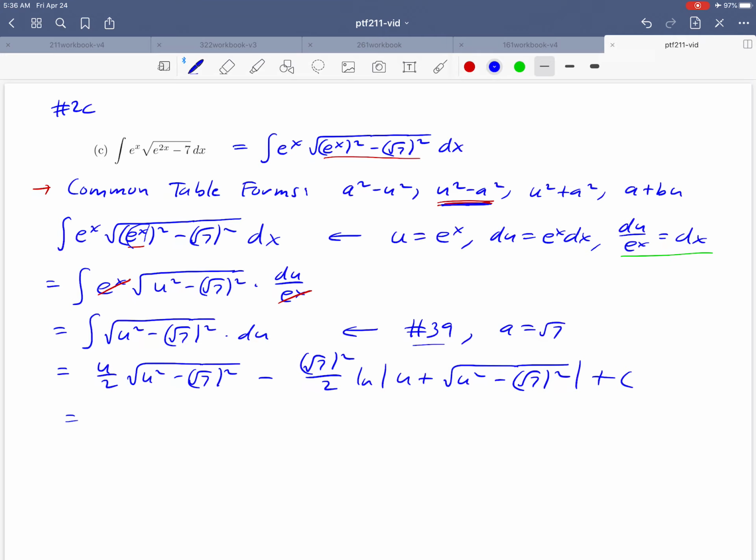We'll remind ourselves what our u was way back at the beginning. u was e to the x, so everywhere we see a u, we're going to put an e to the x. And u squared is going to be e to the x squared, which is e to the 2x. Let's go ahead and rewrite the square root of 7 squared as 7 again. And then we come to this. Square root of 7 squared again is 7. So all we're really doing here is substituting.